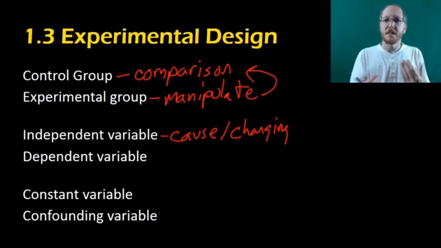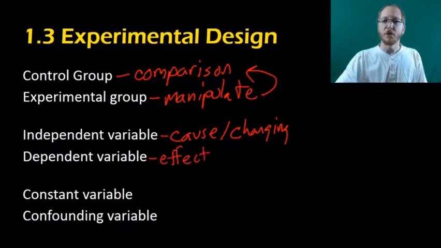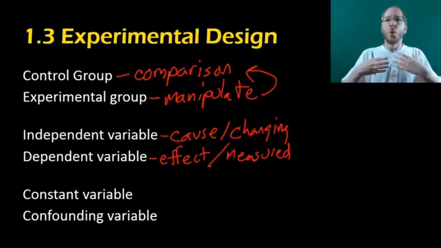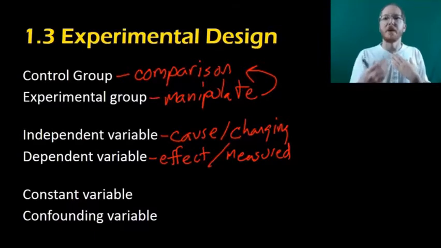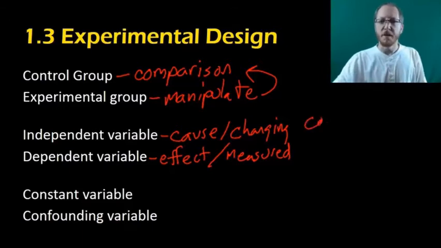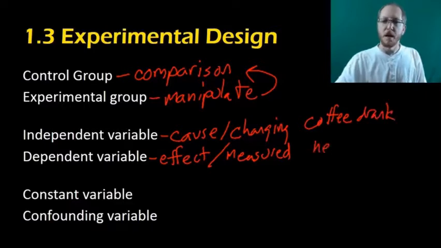Now, the fact that people are drinking different amounts of coffee should cause some effect. And that effect is going to be our dependent variable. So this is what I'm going to measure. This is essentially what's being measured to see what effect the change in the independent variable has, what it caused. So in the scenario with coffee, the independent variable is the coffee drink, and below it, our measurement was going to be height.